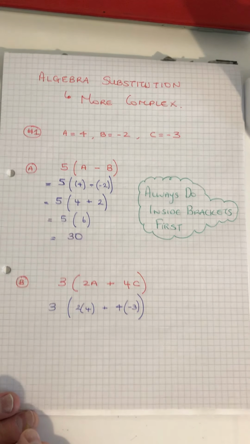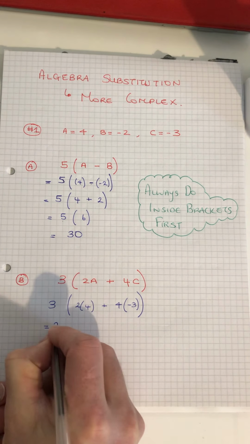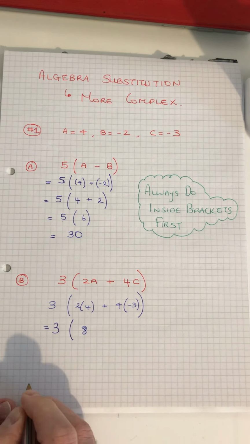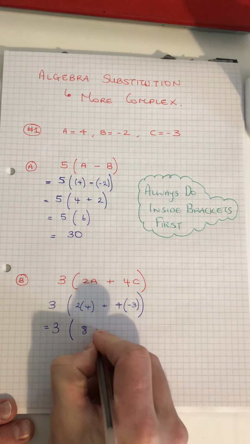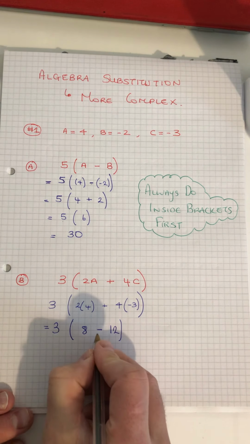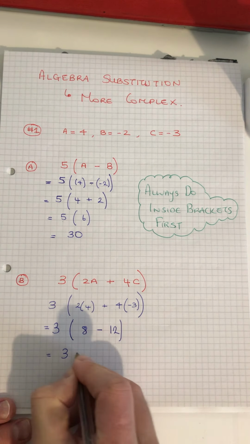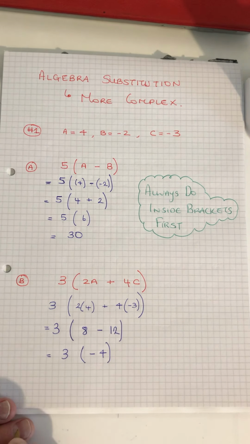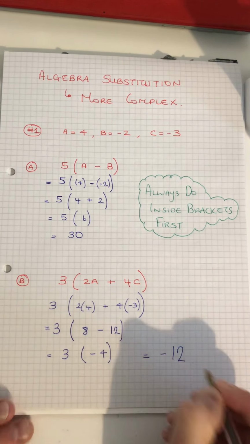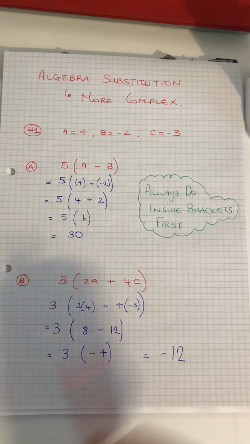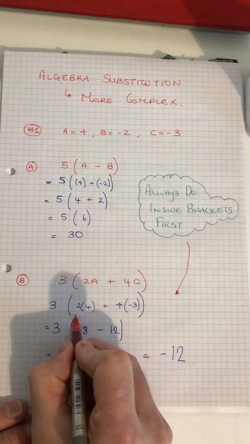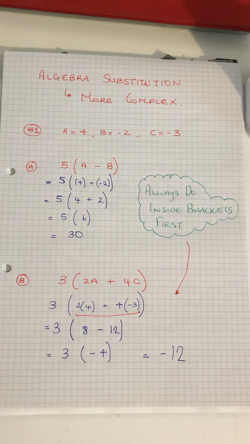Okay? So take our time again. So the 3 outside the bracket stays the same. 2 times 4 is 8. And 4 times minus 3 gives me take away 12. So 8 take 12 inside the brackets will give me minus 4. And 3 times minus 4 will give me minus 12. Again, we're always doing the brackets first. Okay, so we always do what's inside these brackets first.